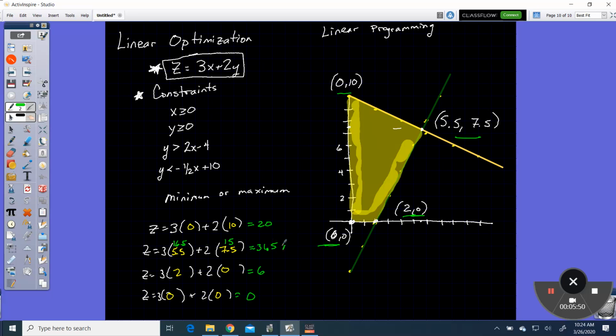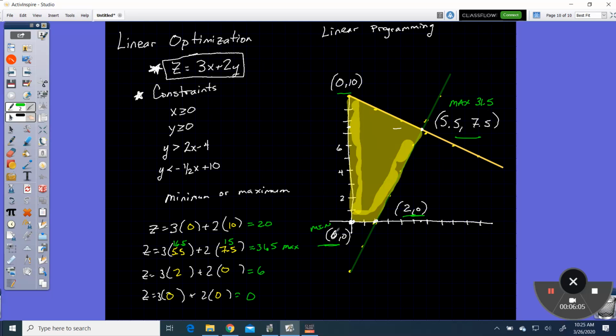So this is definitely going to be my maximum. My maximum value is 31.5, and it occurs at 5.5, 7.5. My minimum value is 0, and it occurs at 0, 0.